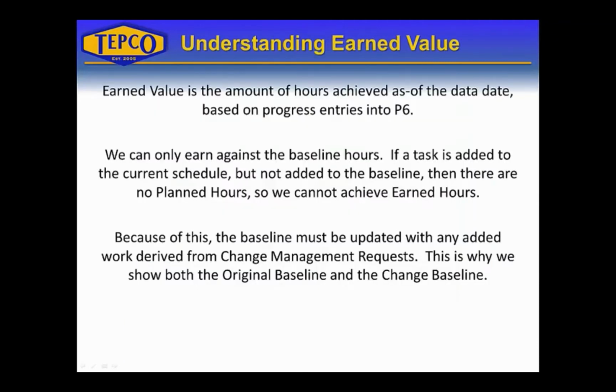The next component in the S-Curve is the earned value line. The earned value is the amount of hours or cost achieved as of the data date based on progress entries into P6. You can only earn against the baseline hours, so if a task is added to the current schedule but not added to the baseline, then there are no planned hours in the baseline and we cannot achieve earned hours. Because of this, the baseline must be updated with added work derived from change management requests. This is why we show both the original baseline and the change baseline.